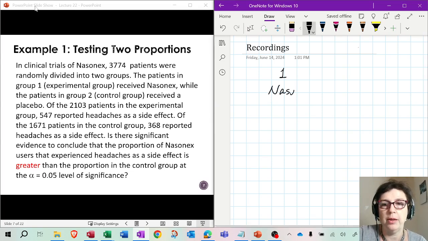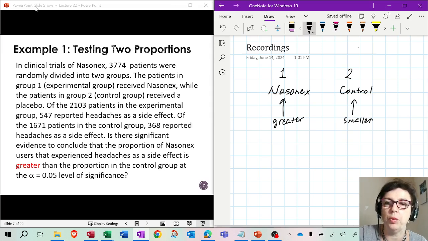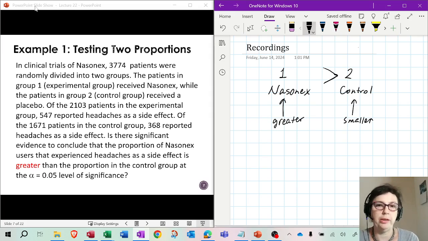So what we do is we're going to say number one is our group, which is Nasonex. Number two is the control. And what we are wondering is if the proportion of headaches in the Nasonex group is greater than that of placebo. So this should be smaller. When you draw your inequality, always start at the smaller and open it up towards the larger group. And so I think this is going to be a right tail test.